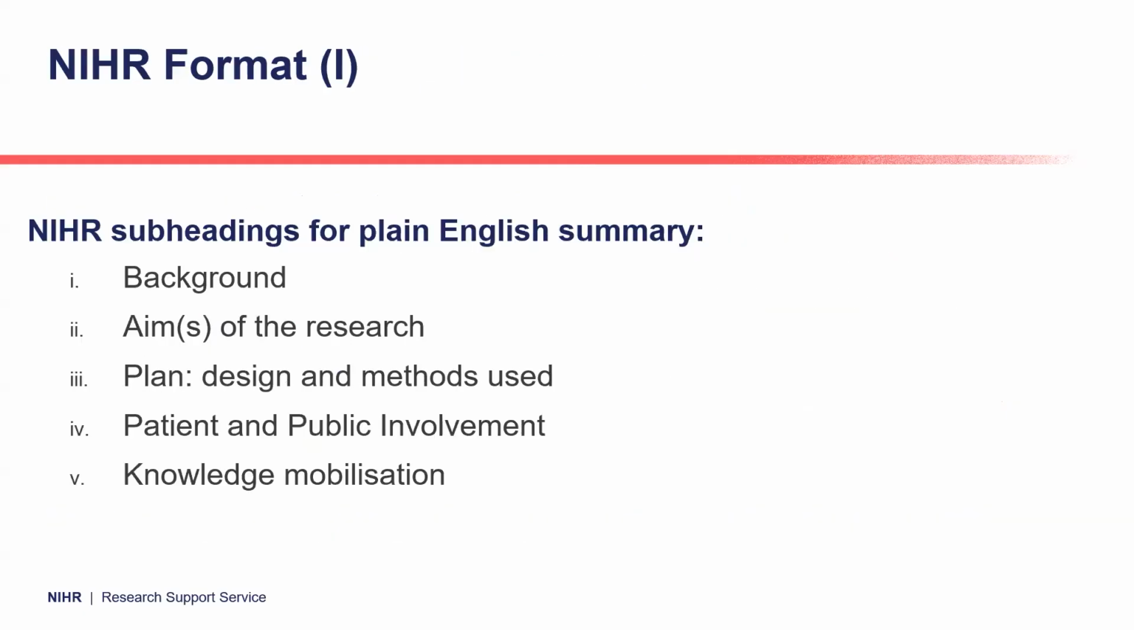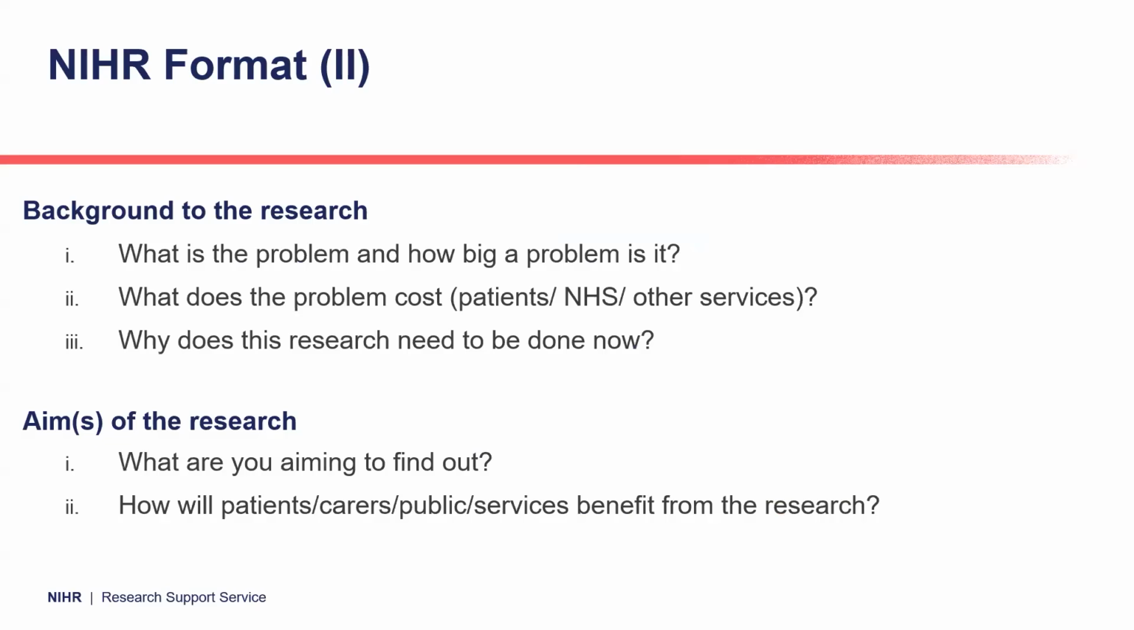The NIHR provide guidance on writing plain English summaries, which would be very similar, I imagine, to the other funders' guidance. They want a bit of background. They want some clearly stated aims and objectives. They expect you to talk a little bit about the design and methods used, patient and public involvement, and knowledge mobilization. Do make sure you use the suggested headings. It just makes your life simpler. And again, it's a little irritation for reviewers if specific headings are asked for and they don't see them.